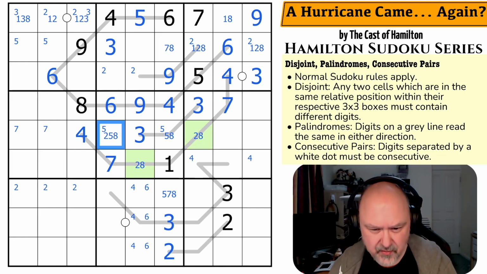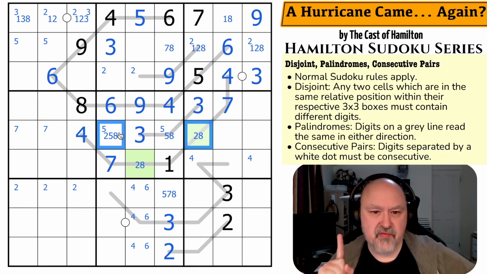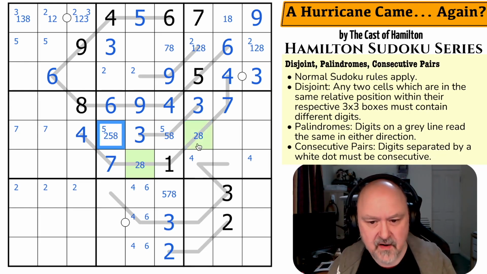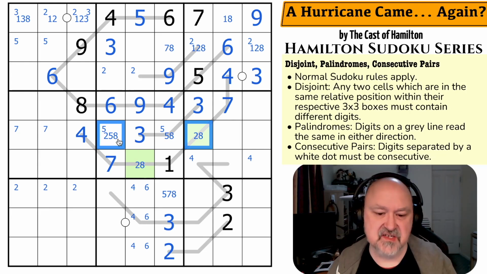This is 2, 5, or 8 now, giving me a 2, 5, 8 triple in the row. Which means 2 must be in one of those two. So I can never have... Right, this is a real... I like this disjoint trick.